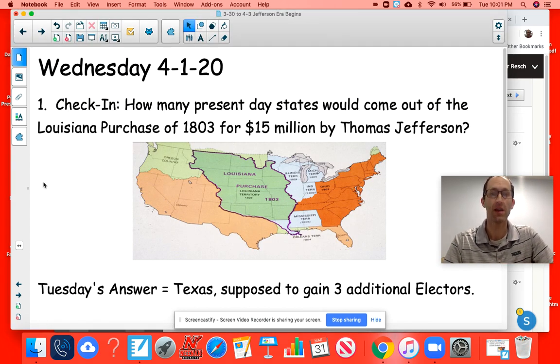It is April 1st. Happy Fool's Day. Your check-in question: give it a good guess. How many present-day states would come out of the Louisiana Purchase of 1803? We bought it for $15 million under Thomas Jefferson. Here is that area. It's less than 20.